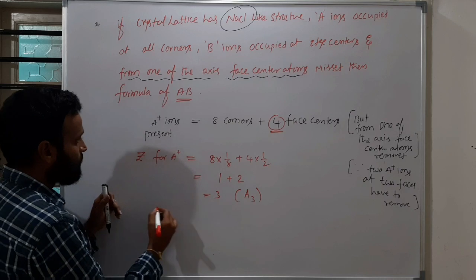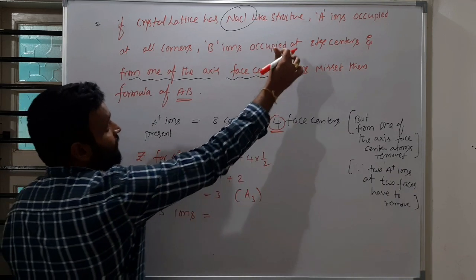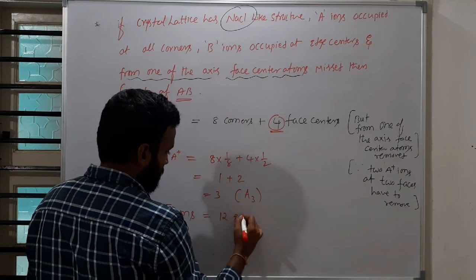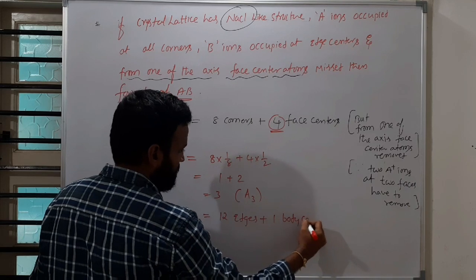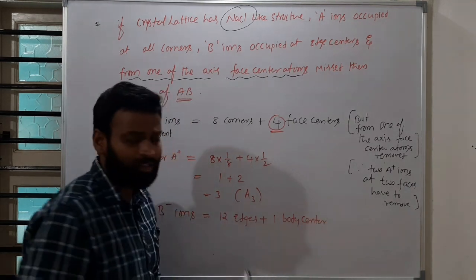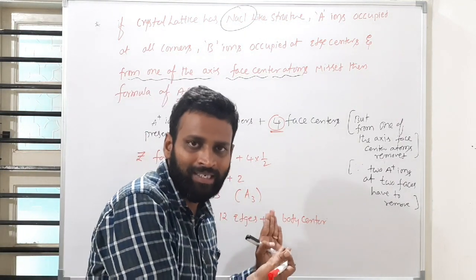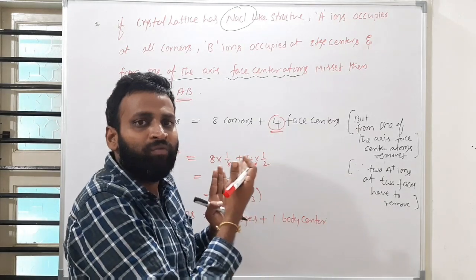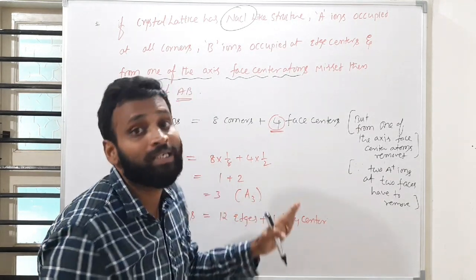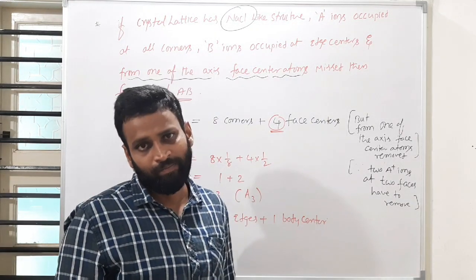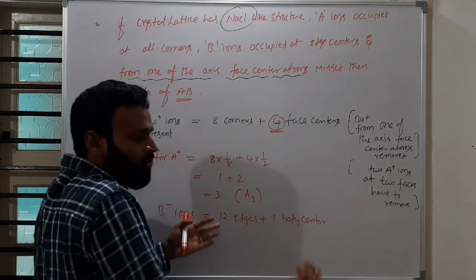Now come to B minus. B minus ions are present at where? All edges, means 12 edges plus 1 body center. Sir, it was not given, body center, then why are you writing? Just in the previous one, I gave Cl minus ions represented at edge centers. The ion which is present at edge center is also present at body center. So it's very simple for me. Here no ion is missing.